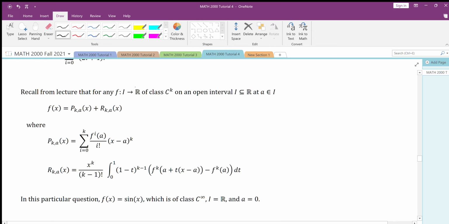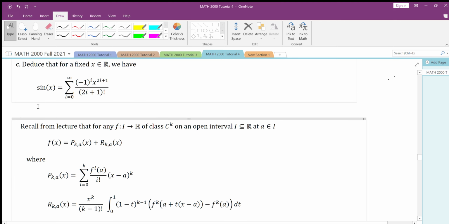And in this particular question, our function f of x is sine x, which is of class C infinity, which means there are infinitely many derivatives, and they're all going to be continuous. Our interval is the real line, and our value of a is equal to 0, which means we're centering around 0. So remember, our goal is to show sine x equals that expression.